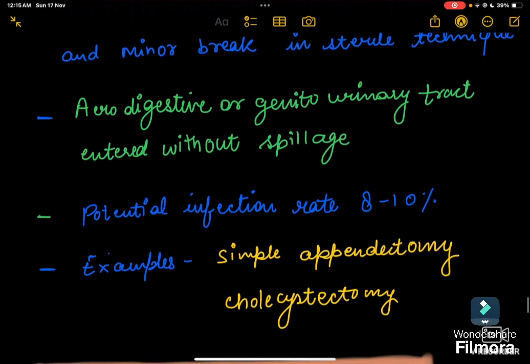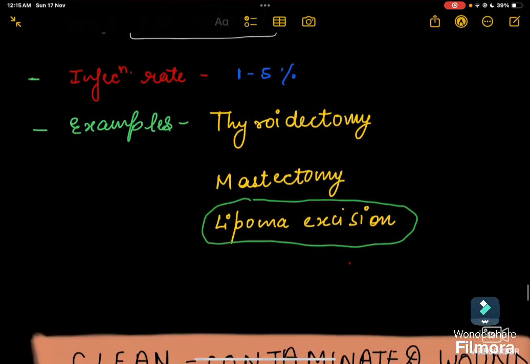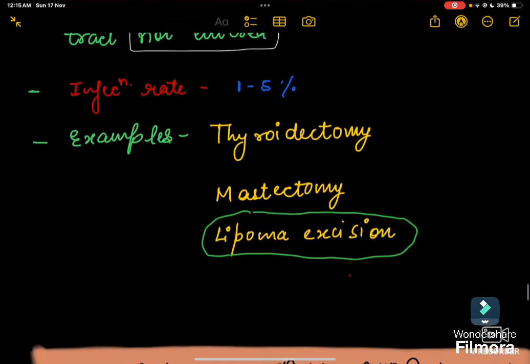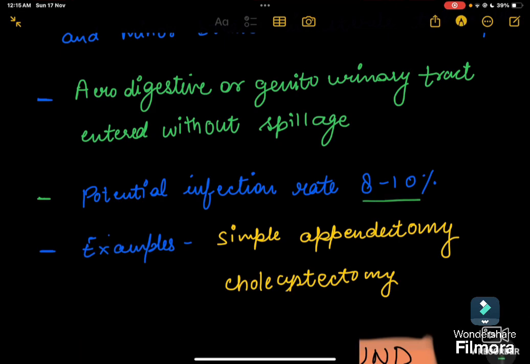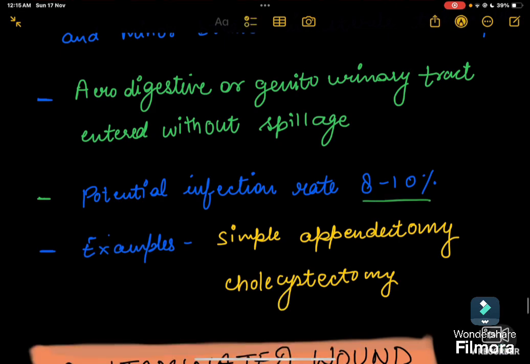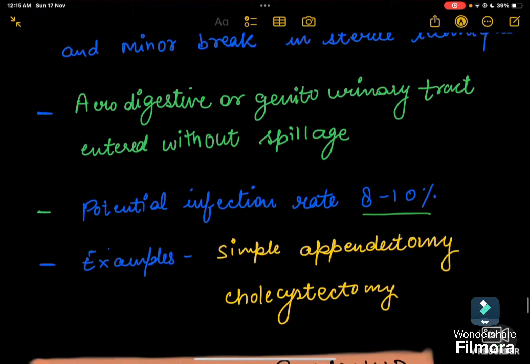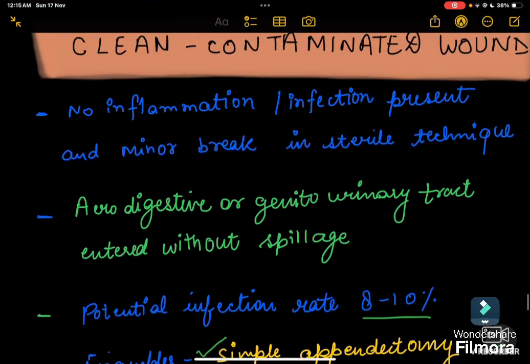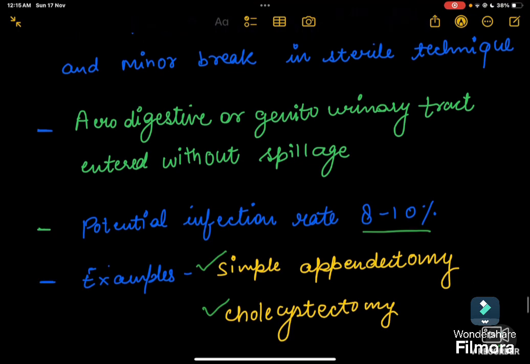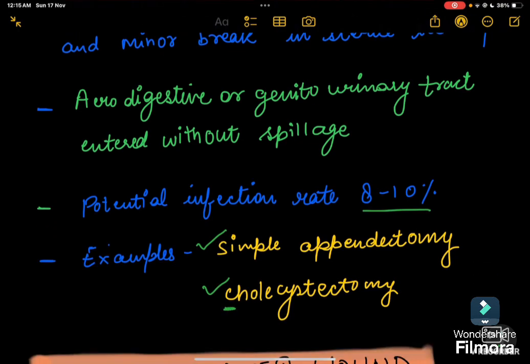Infection rate is more than the previous one. Earlier it was 1 to 5%, here it is 8 to 10%. Examples of clean contaminated wound are cholecystectomy and simple appendectomy. Cholecystectomy and simple appendectomy are the examples of clean contaminated wound. One simple way to memorize the example is, you can see one C here and one C here, like cholecystectomy, so clean contaminated wound.